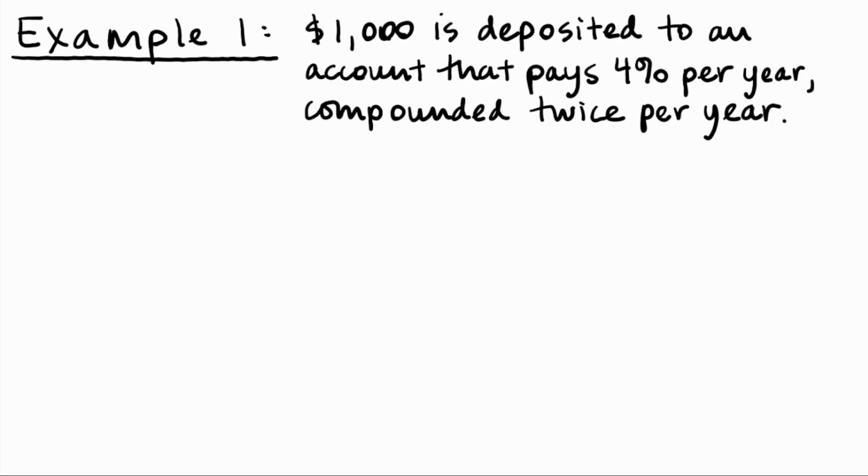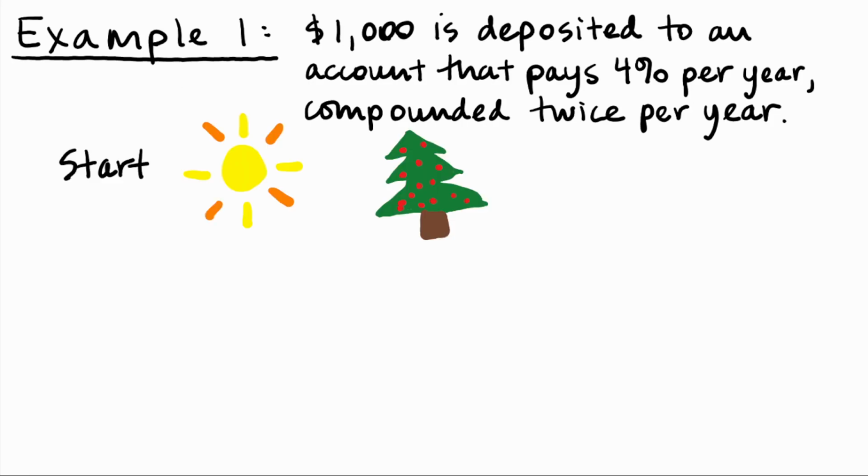So suppose $1,000 is deposited to an account at the bank that pays 4% per year, compounded twice per year. So like once every 6 months. And let's say, for imagination, that it's like once in the summer and once in the winter. So if at the start, you put in $1,000, and then, after 6 months, it paid you 4%, which would be $40, because 4% of 1,000 is 40.